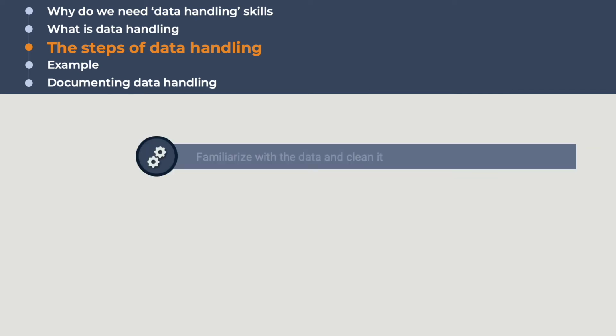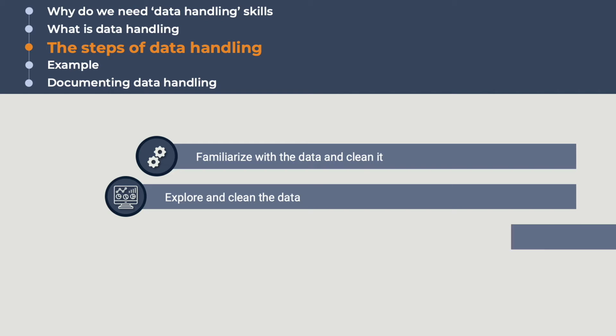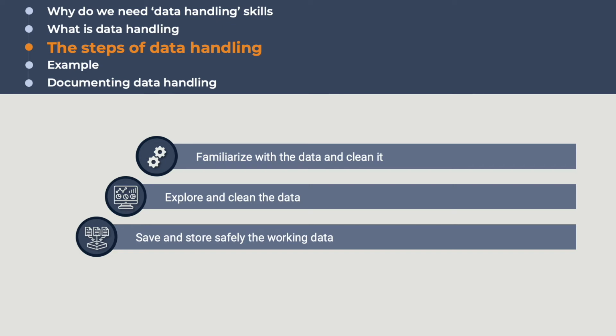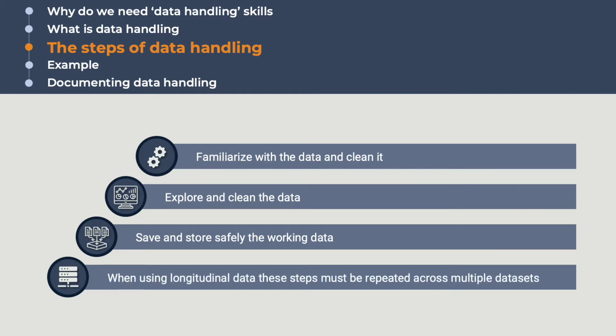Generally, the first step involves familiarization with and cleaning of the data to ensure they are of adequate quality for the intended purpose. This step is followed by exploring and handling the data to check for errors and miscoding and to prepare them for the analyses. Once all of these steps have been performed, the data are saved in a new file and stored safely. When using longitudinal data, these steps must be repeated across multiple datasets, and records must be checked for individuals over time.